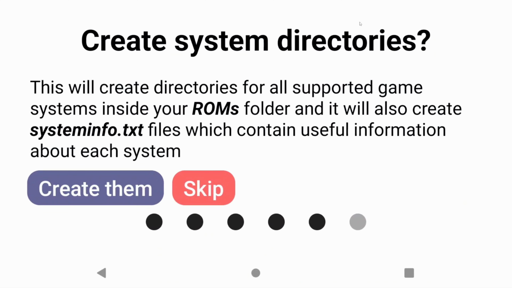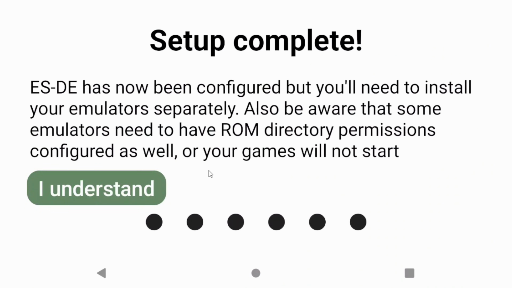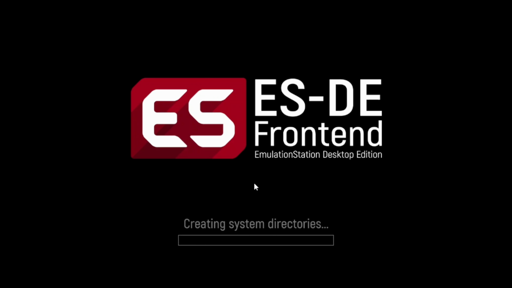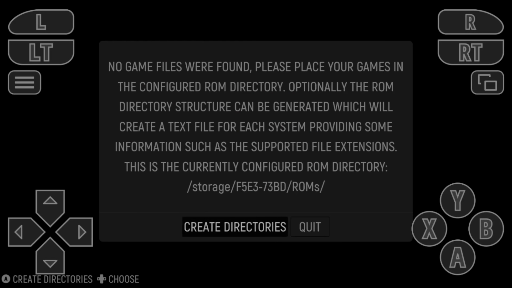Now we want EmulationStation to create all of your ROM subfolders in that ROMs folder, so select Create them. This means it's going to create folders for all of the different systems that it can handle, to make it easy for you to know where you transfer your game ROMs to. Then you can click I understand, and you're probably going to get an error that says no game files are found. That's okay. Click Quit to exit.